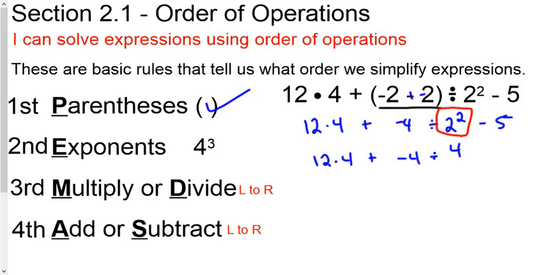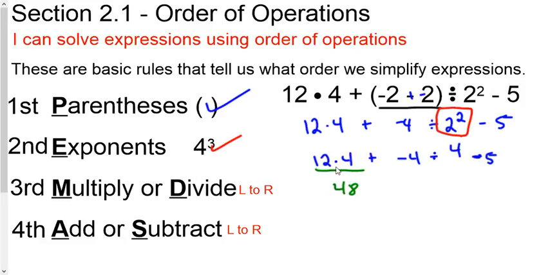Each time you do a step, it gets a little bit smaller. Just make sure you don't make a mistake. That's probably the number one reason that people miss this, is that they make a mistake copying it down or trying to do it all in their head. We've done all of our exponents. Now let's multiply or divide left to right.